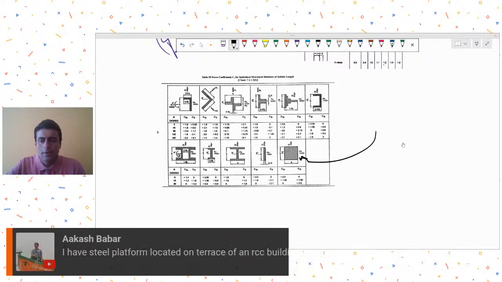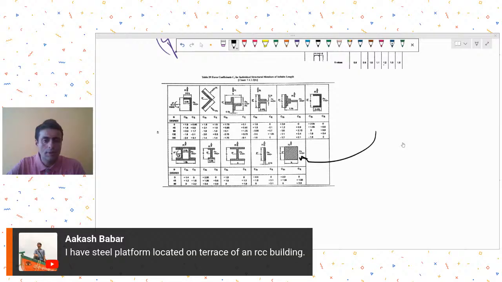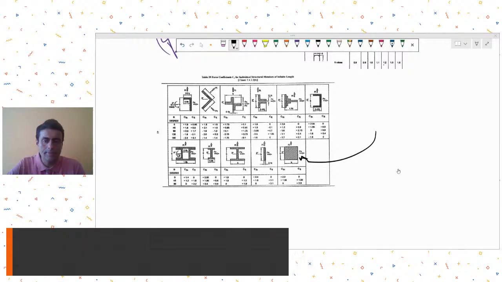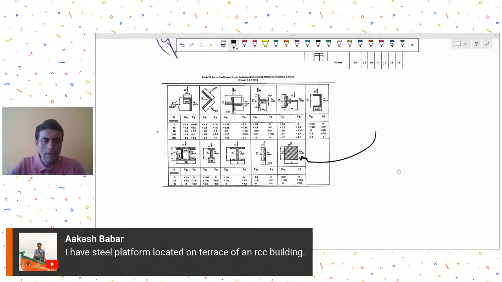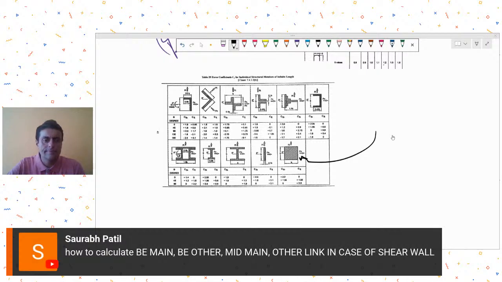Then you have this question from engineer Akash Babar. He is saying, I have a steel platform located on the terrace of an RCC building. No, so what is the question? I have a steel platform located on the terrace of an RCC building. Where is the question? Okay, I think he'll put the question. In the meanwhile, let's see.